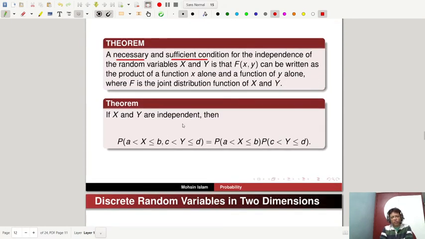And if x and y are independent, then the probability of this rectangular region, a less than X less than or equal to b and c less than Y less than or equal to d, can be written as the probability of a less than X less than or equal to b times the probability of c less than Y less than or equal to d. So individual probabilities, a multiplication of two separate functions.